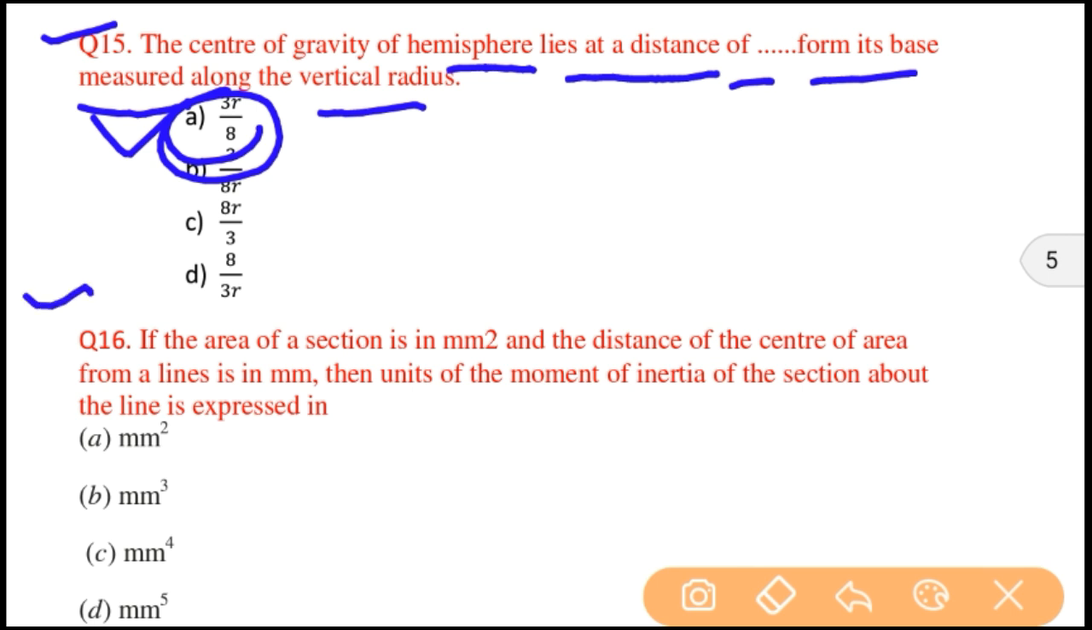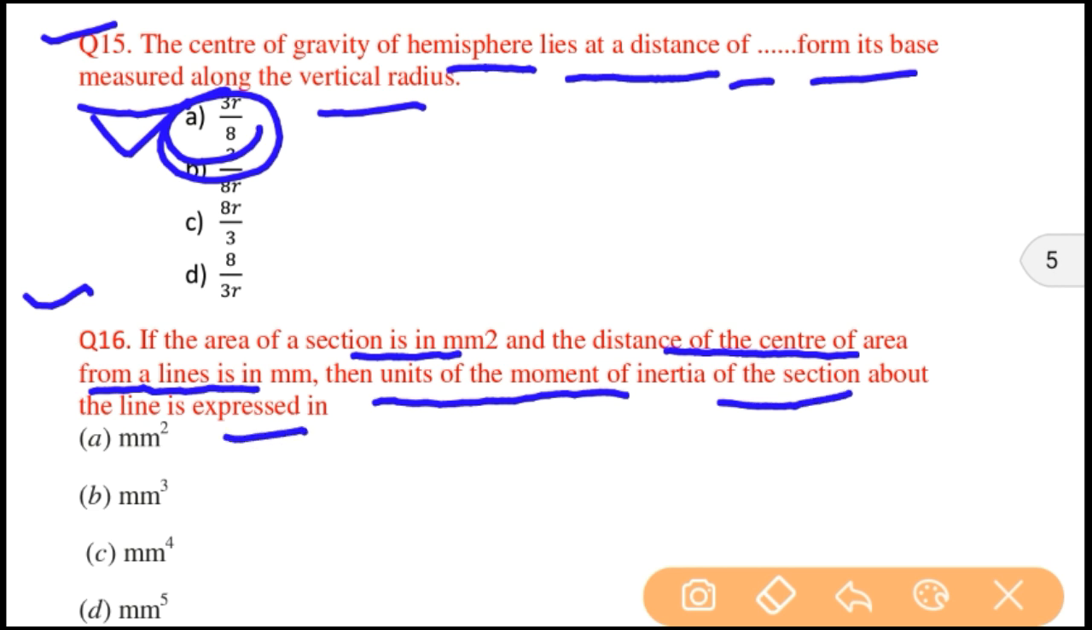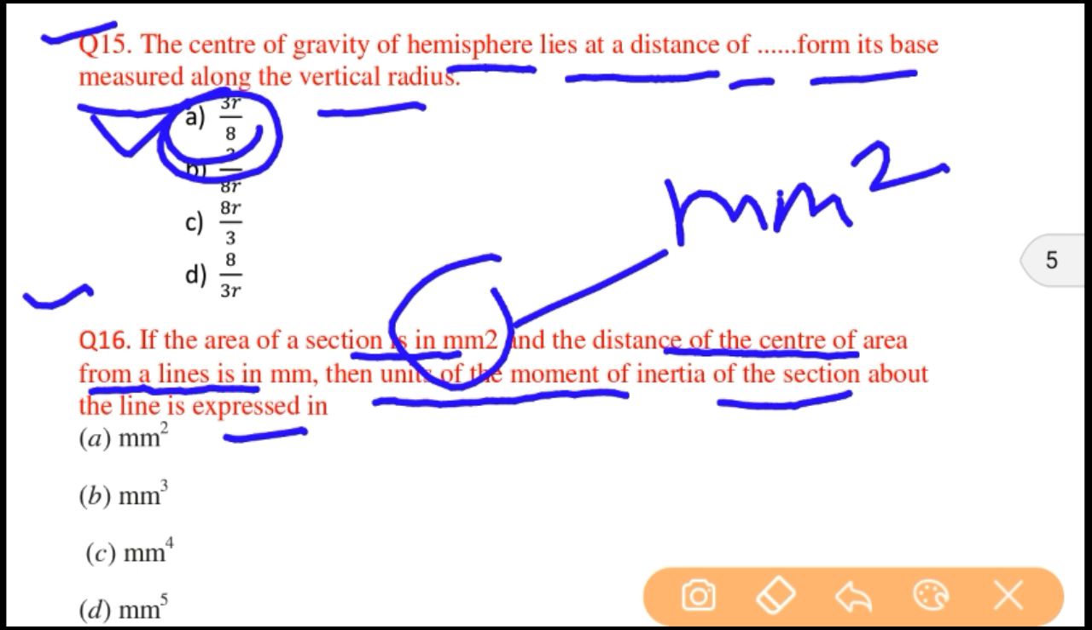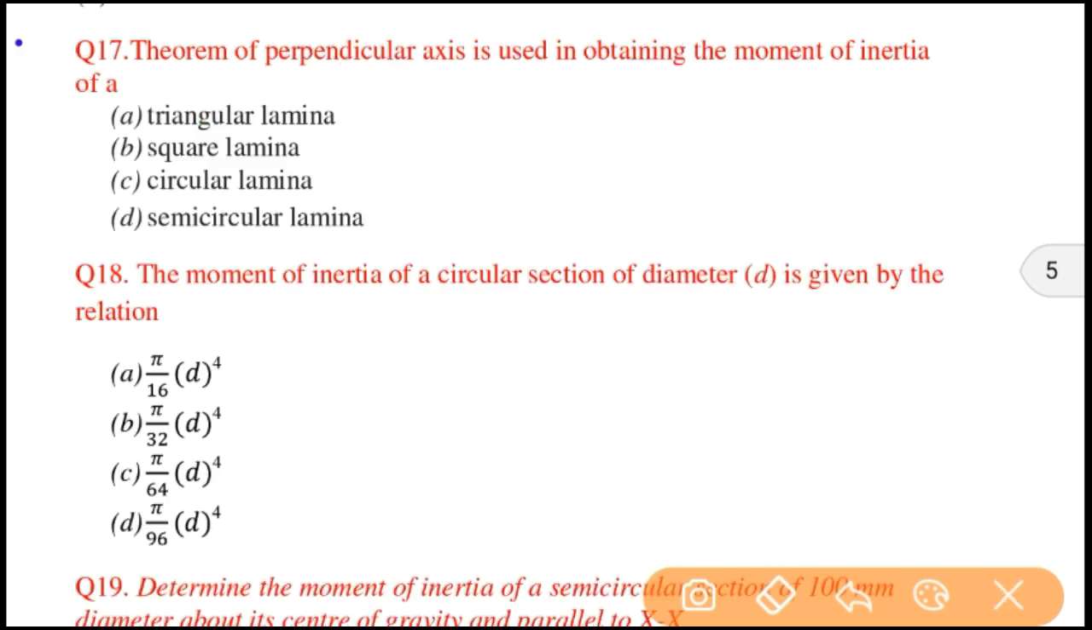In the next question, if the area of a section is in mm² and the distance of the center of area from a line is in mm, then the units of the moment of inertia of the section about the line are expressed in, we know that the moment is expressed in mm² or meter². Since the area already has mm², both mm² into mm², that is mm⁴, will be the correct answer.